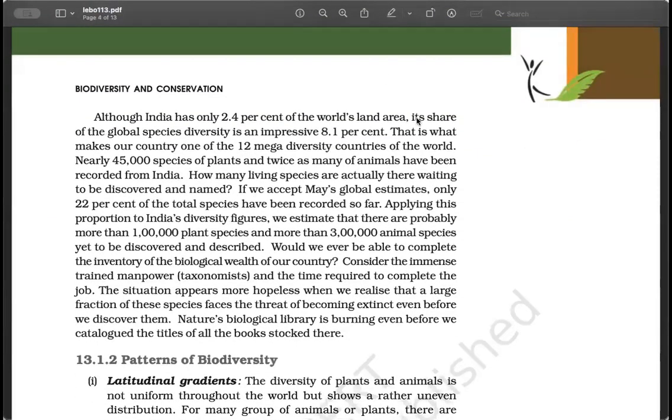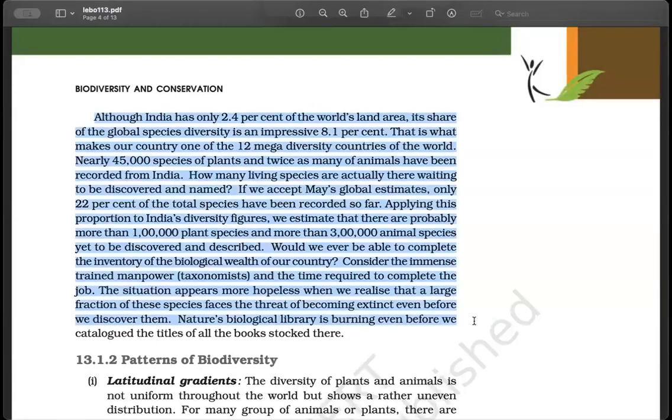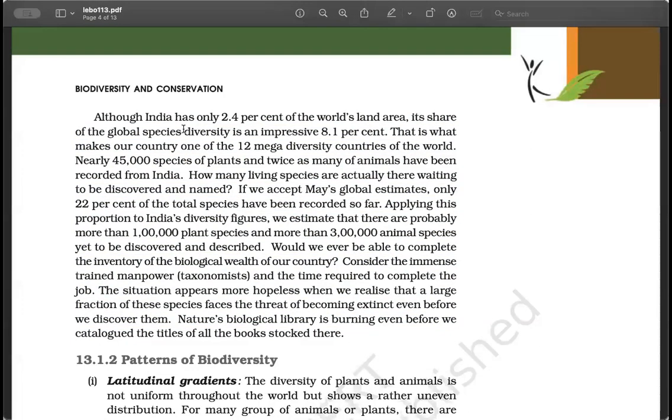Now, some facts in this paragraph that you should just read. I gave you this homework to read about it. And the facts are that India is a biodiversity hotspot. It says that since India has only 2.4% of the world's land area, it has around 8% of the global species diversity, which is impressive.